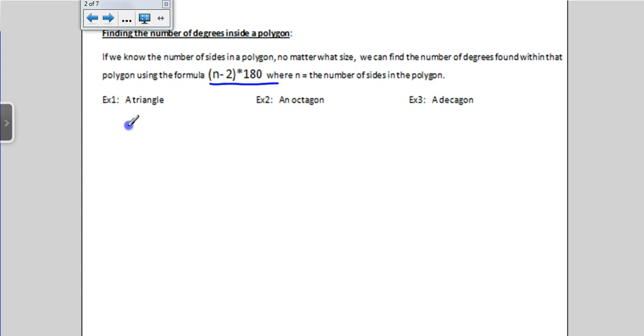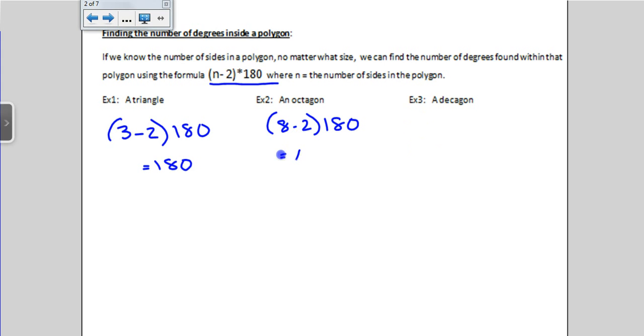So for a triangle, I know everyone knows it adds up to 180 degrees. However, you can use the formula, n being the number of sides, so for a triangle it's 3 minus 2 times 180, which does give us 180. Now for an octagon, octagons have 8 sides, so it's 8 minus 2 times 180. And if we do that on our calculator, we end up with 1080. And a decagon has 10 sides. So 10 minus 2 times 180 gives us 1,440.